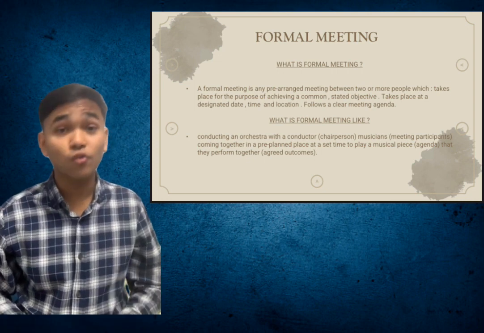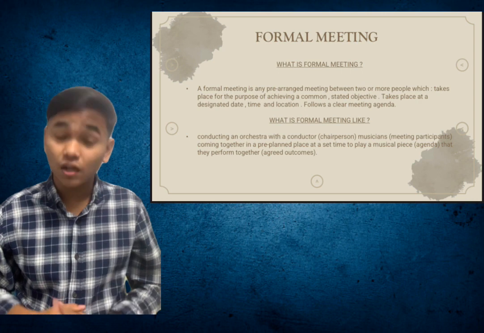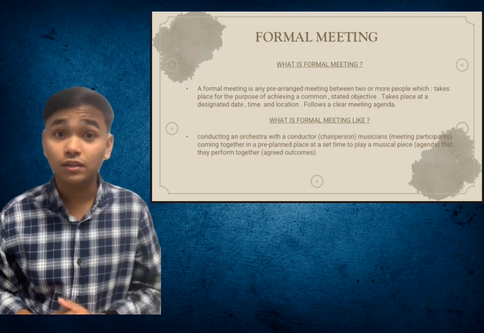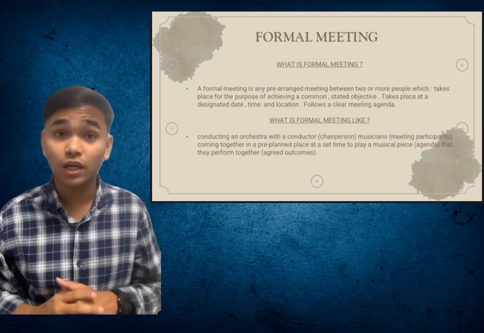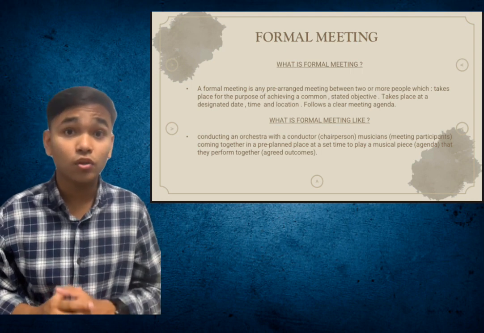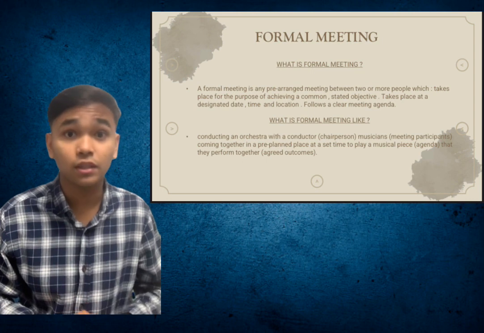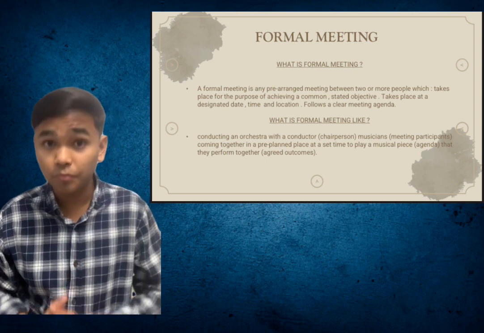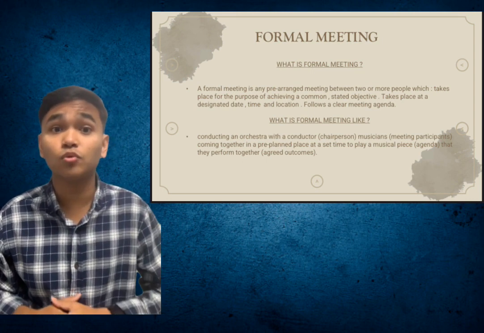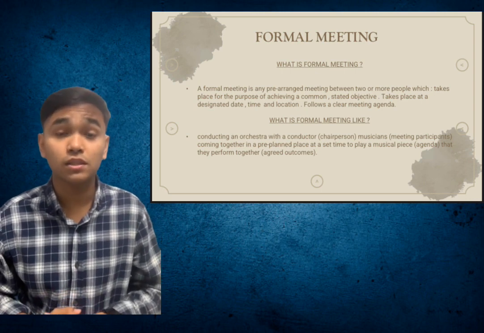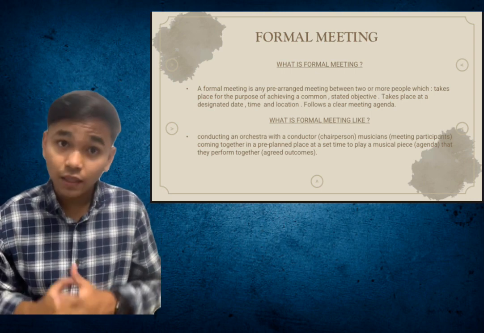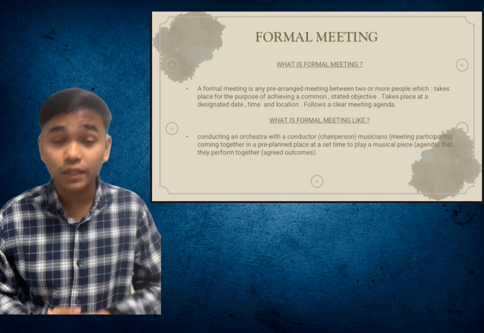So what is a formal meeting like? A formal meeting is like conducting an orchestra with a conductor that we call chairperson and musicians that we call meeting participants, coming together in a pre-planned place at a set time to play a musical piece that we call agenda, that they perform together that we call agreed outcomes.